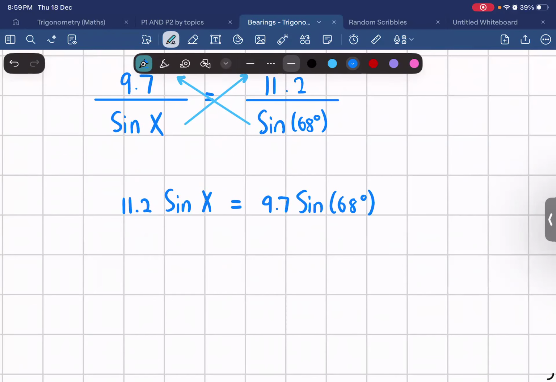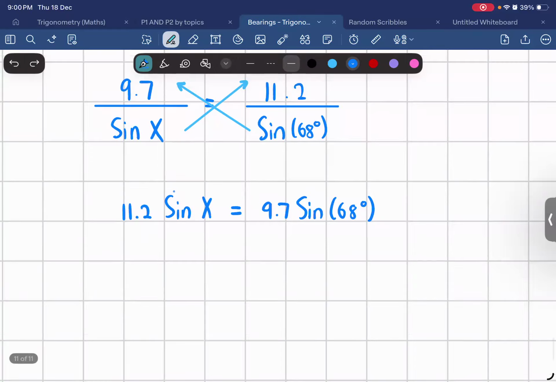So Perseus, we are trying to find for x, right? But before I could find for x, I need to know what sine x is. So what do you think I should do next if I want to find for sine x? Cancel. So I need to end up with sine x. Sine x should be the only thing on the left-hand side. So that means you have to cancel off the 11.2. What would I do to cancel off this?